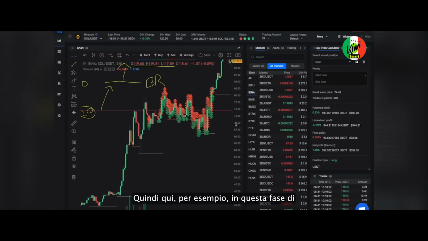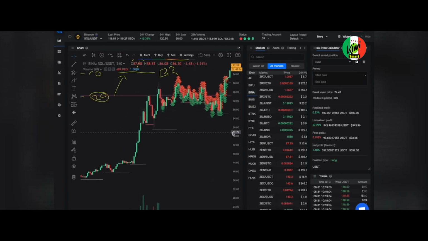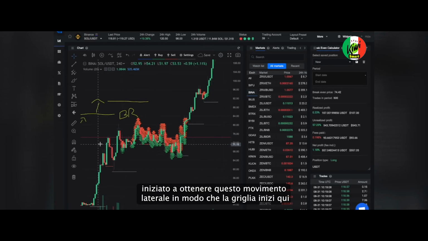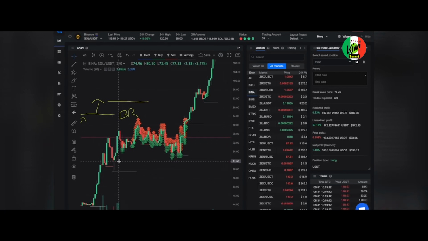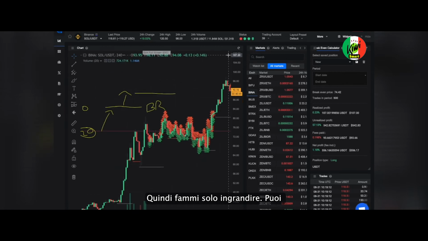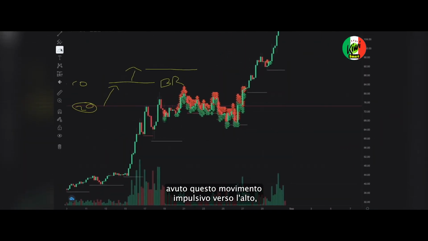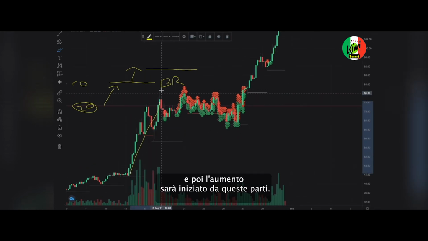So here, for example, in this consolidation phase, we had an impulsive move upwards, and then we started to get this sideways movement. So then the grid started around here. Let me just zoom in. You can see here we had this impulsive movement upwards, and then the grid will have started around here.